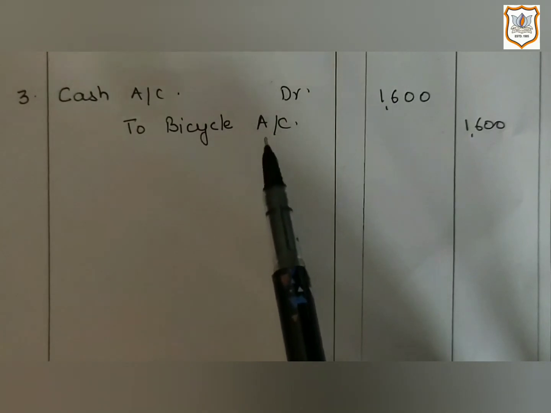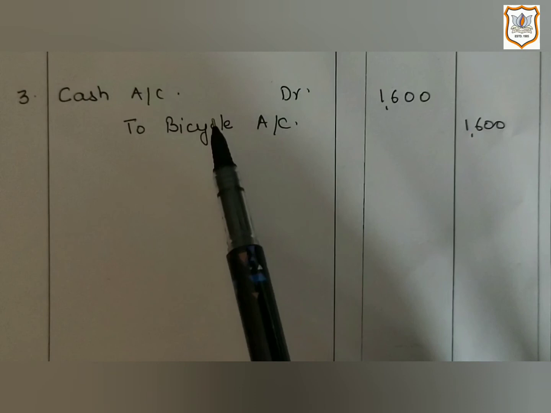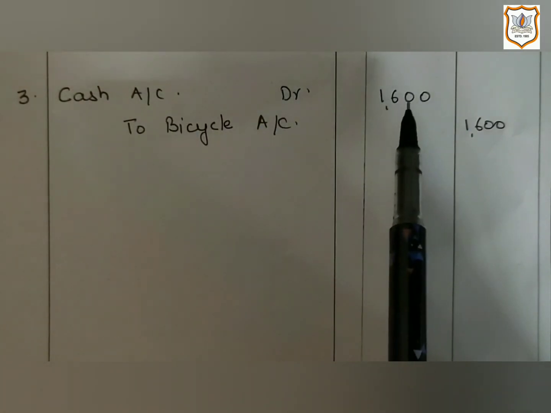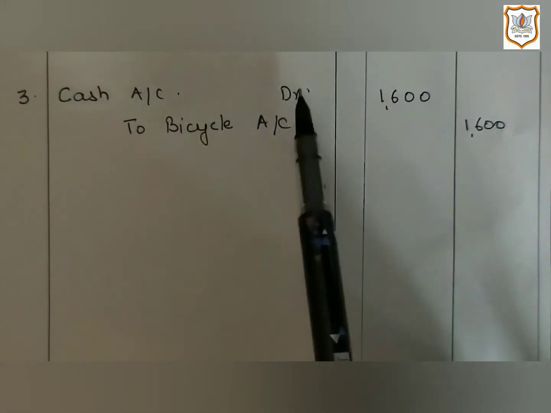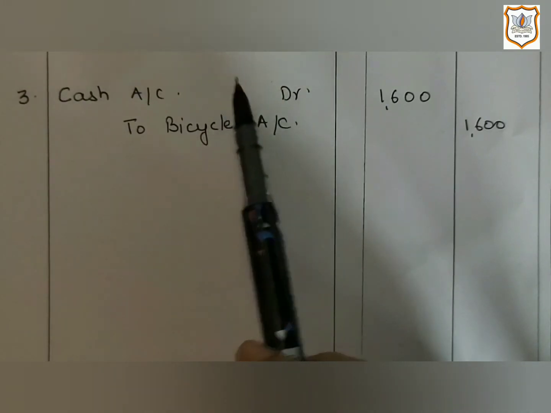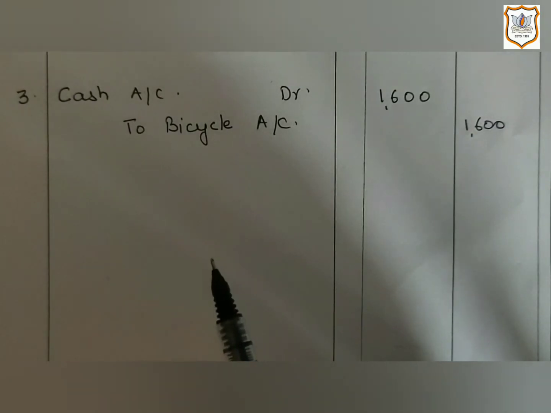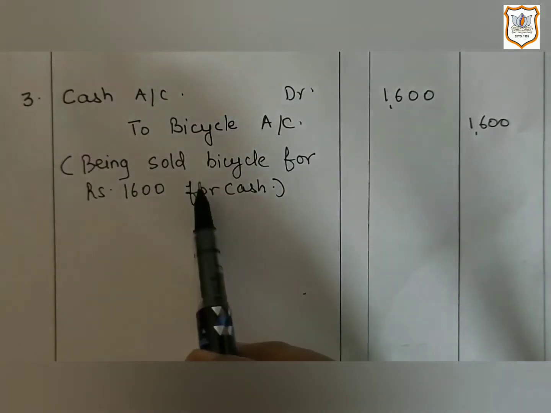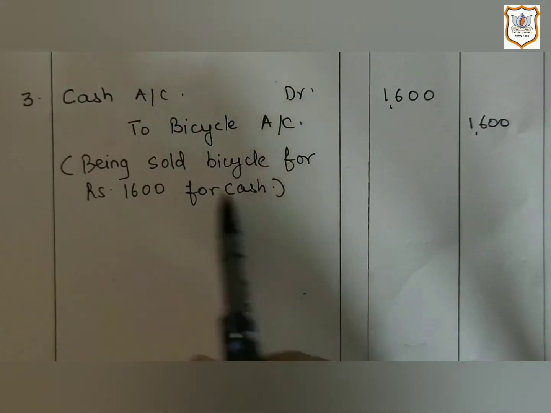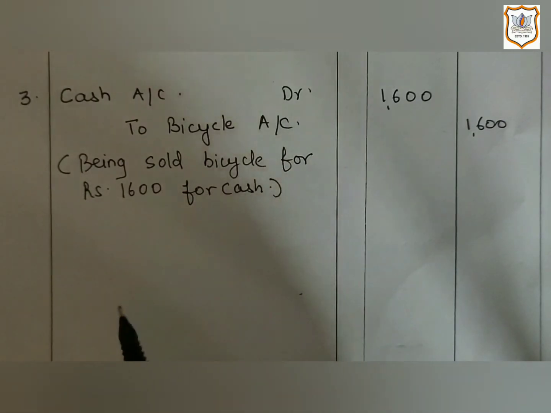And as we have sold this vehicle, we must have received cash for it. So here we are receiving cash of rupees 1600. That's why as per real account, cash account is debited. That is, debit what comes in. As per this rule, cash account is debited. So here we will write the narration: Being sold bicycle for rupees 1600 for cash, as it is a cash transaction. So we have to write for cash.